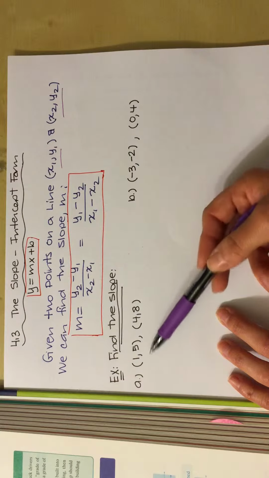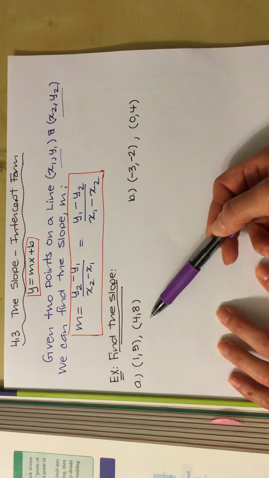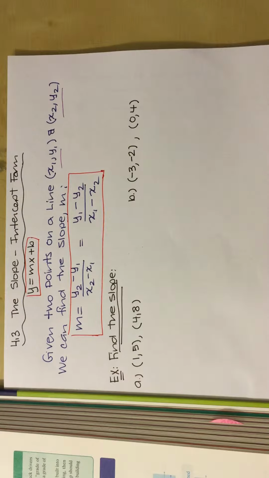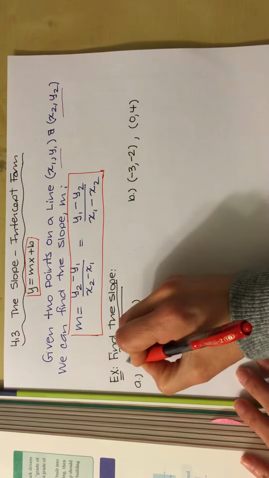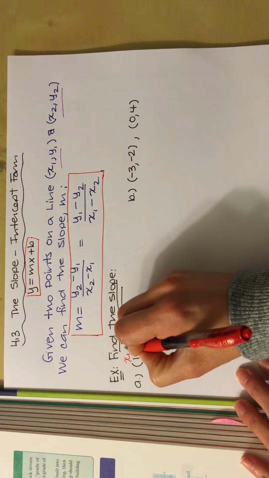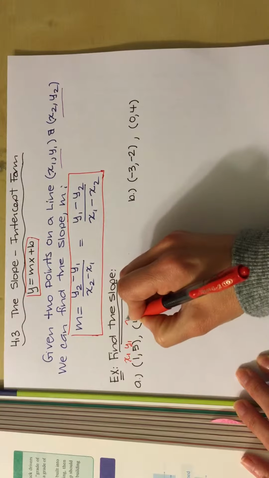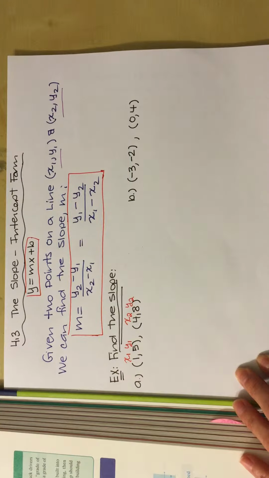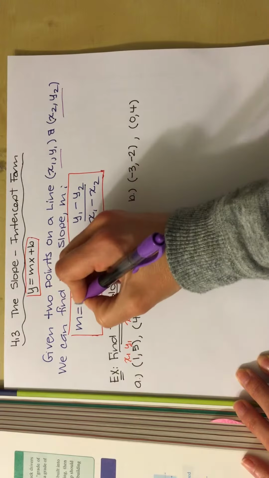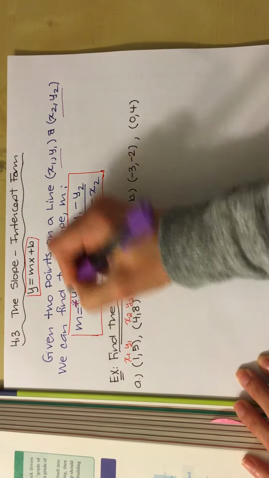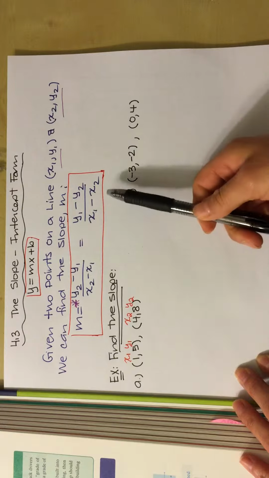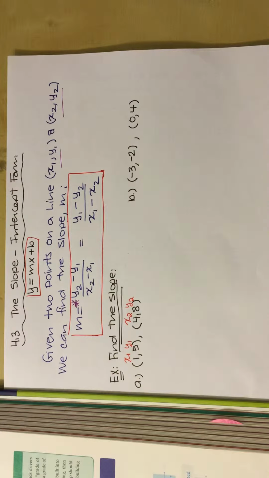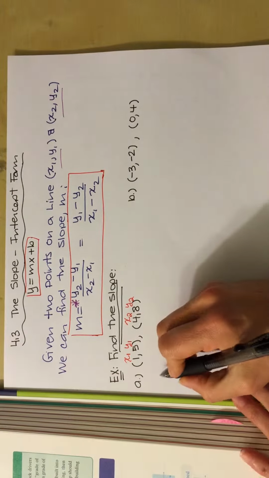So for example A, we have these 2 points that are on a straight line, and what we could do is we could label x1, y1, x2, y2. So if you want to do that, I'm going to use this first formula right here. And you could use the second one as well. You should get the same answer. But let's use the first formula.